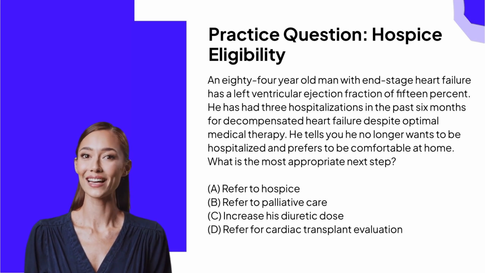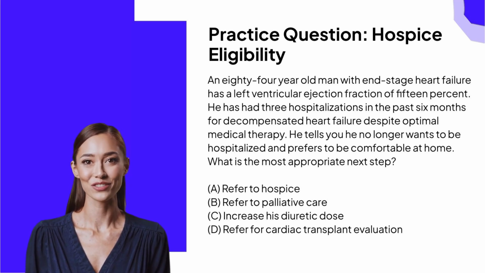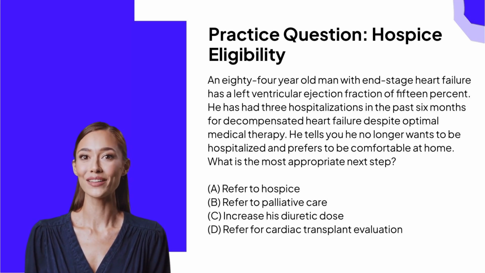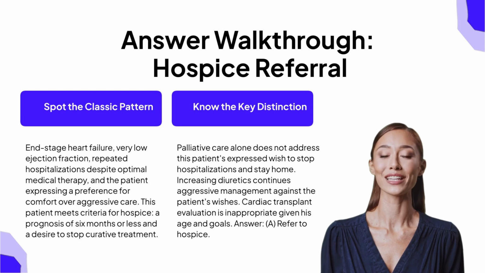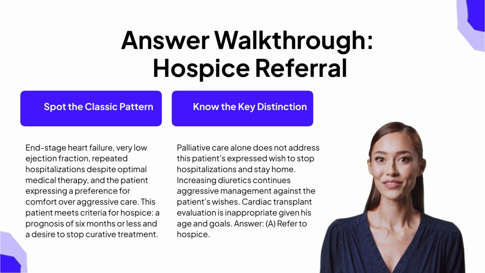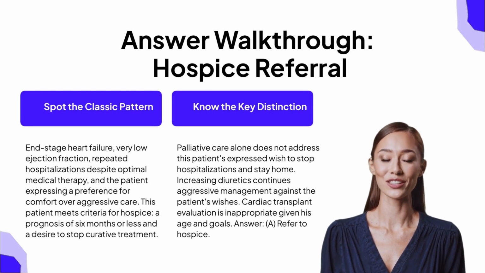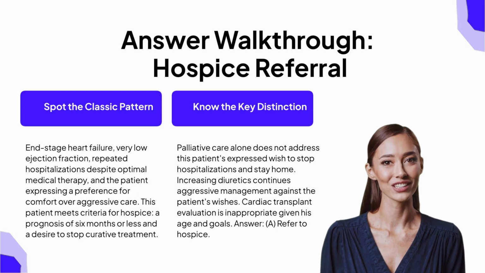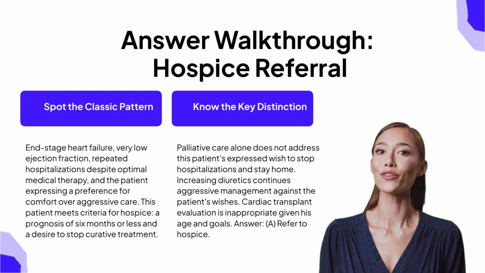Your choices are A, refer to hospice, B, refer to palliative care, C, increase his diuretic dose, or D, refer for cardiac transplant evaluation. Think about what this patient is telling you and whether he meets criteria for hospice. Let us walk through this hospice question. Spot the classic pattern. End-stage heart failure, very low ejection fraction, repeated hospitalizations despite optimal medical therapy, and the patient expressing a preference for comfort over aggressive care.